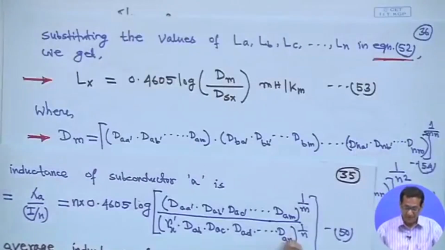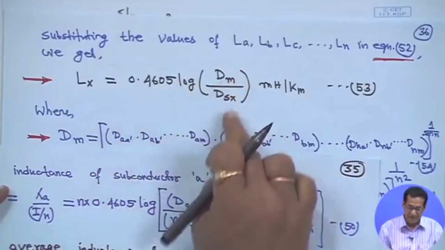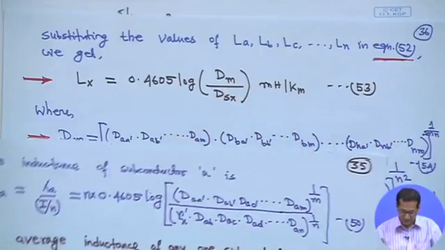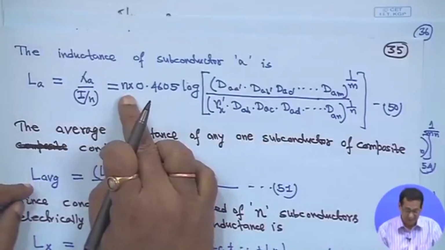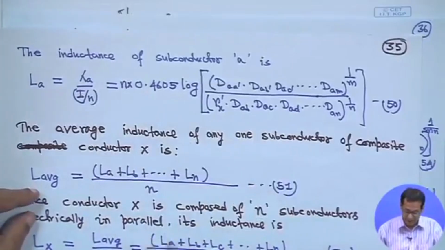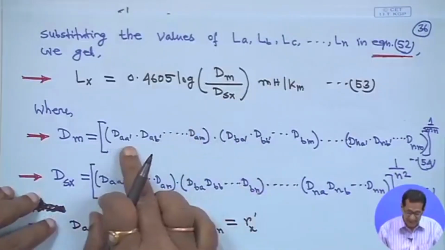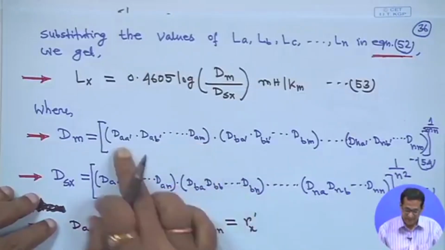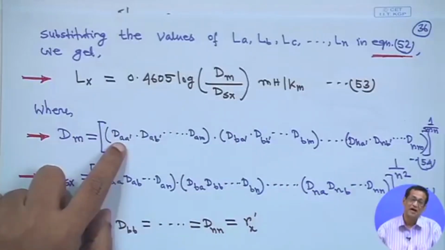So that is why, if you substitute, this equation can be written as 0.4605 log D_m upon D_sx millihenry per kilometer. I will define what this is. As you substitute, L_a, L_b, L_c all being functions of n, it will not be n square, because one n will be cancelled. Here D_m is equal to D_aa', D_ab', up to D_am', the mutual distances from subconductor A to all the conductors of the other group.